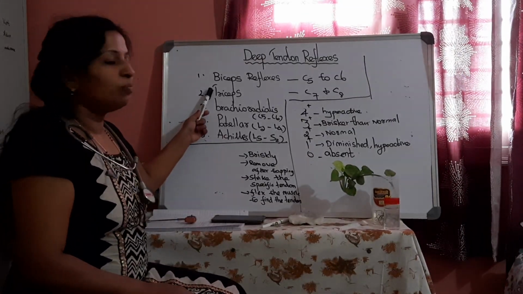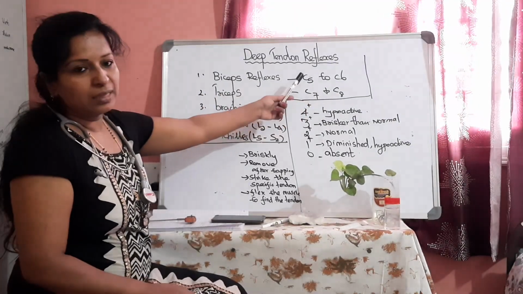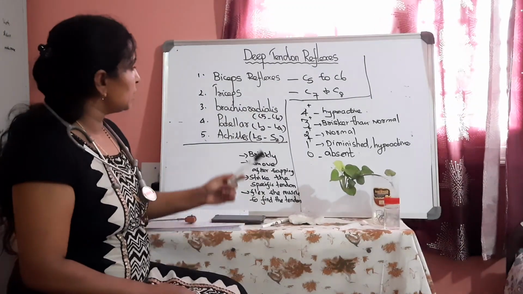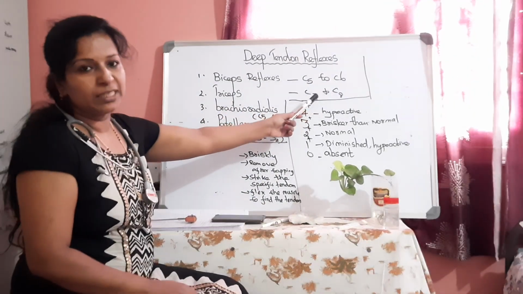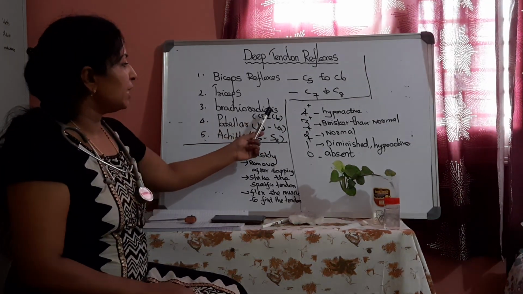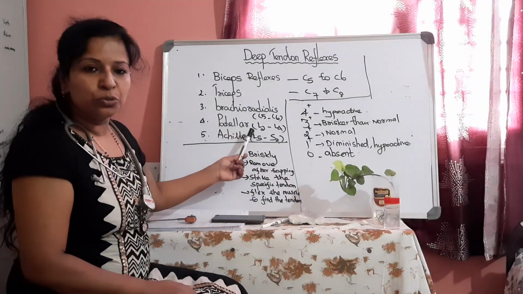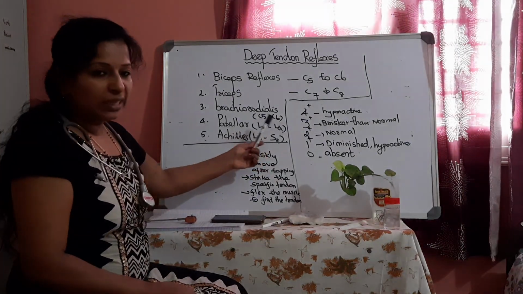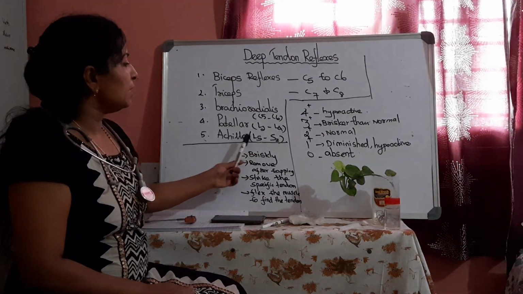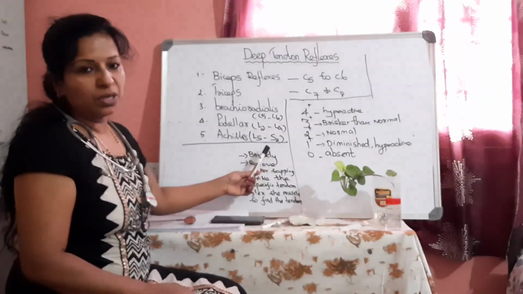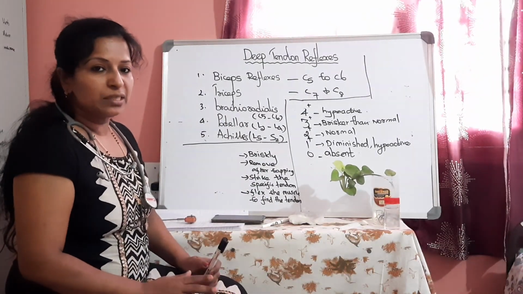In case of the biceps reflex, C5 to C6, the integrity of the nerves will be checked, and in case of triceps, C7 to C8. Brachioradialis is C5 to C6 again, and the patellar reflex is L2 to L4, the lumbar nerves, and Achilles is L5 to S2, the nerve integrity.